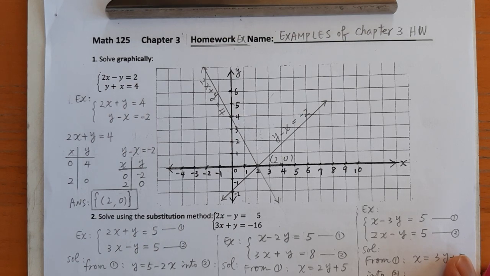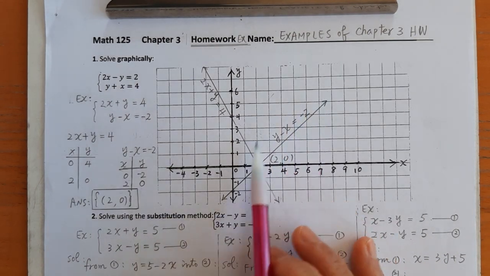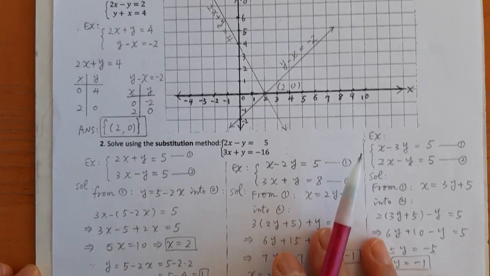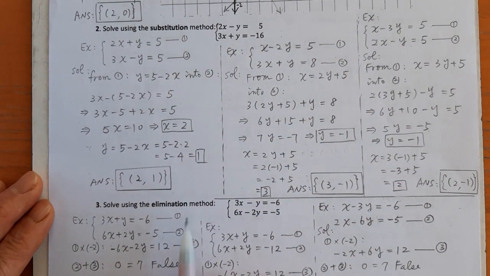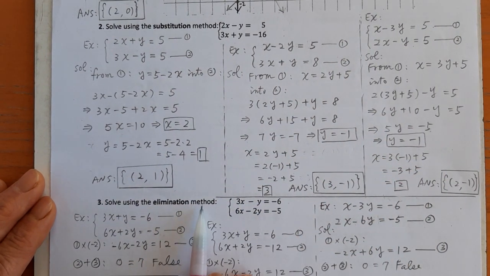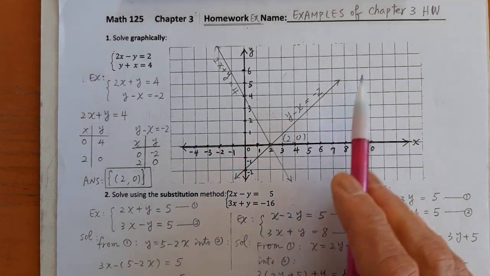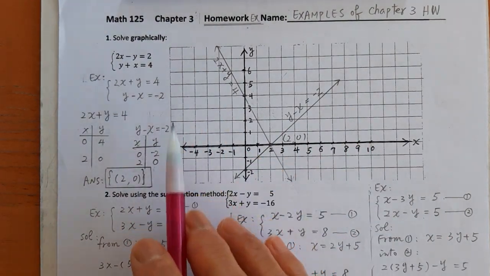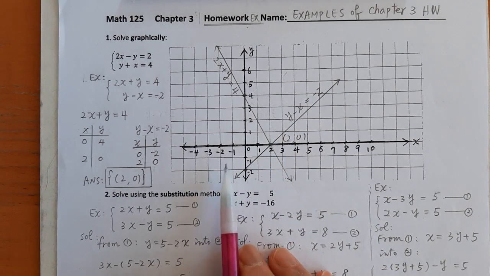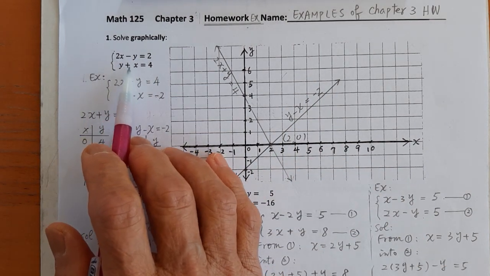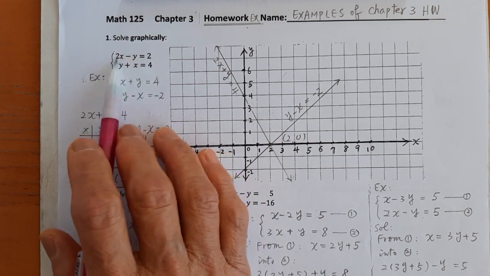There are three methods. The first method is graphing to find the solution. The second method is the substitution method. The third method is the elimination method. So the first question: use graphing to find the solution of the linear system. For example, this is your homework question.